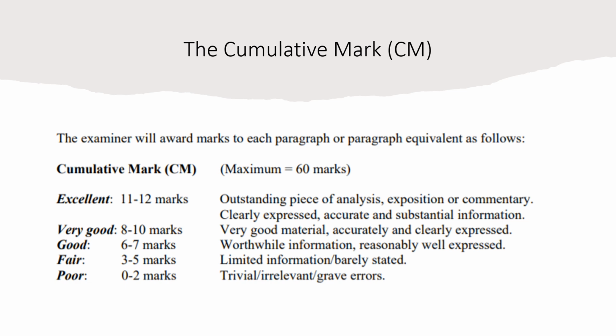The idea of a sliding scale means that the examiner will read your paragraph and assign a grade from 0 to 12, depending on whether it's excellent, very good, good, fair, or poor. Now, I'm going to show you this in a little more student-friendly language on the next slide, because it's going to show us what our paragraphs need to say. But I just want to highlight one word to you now.